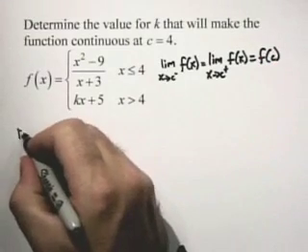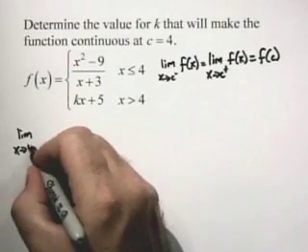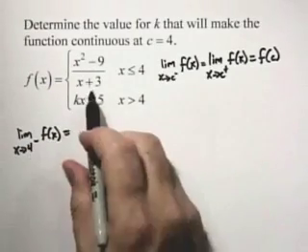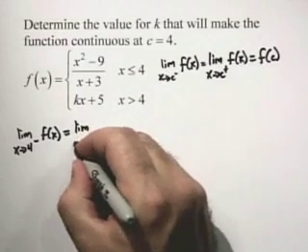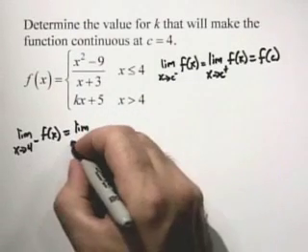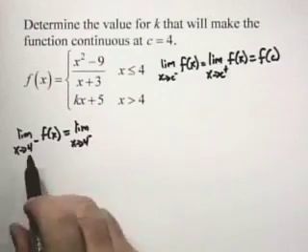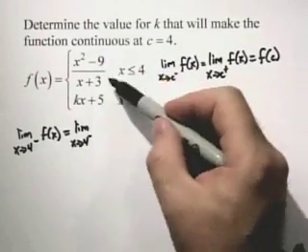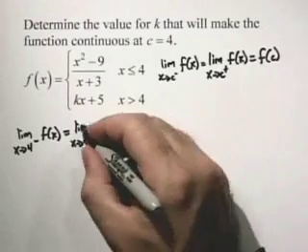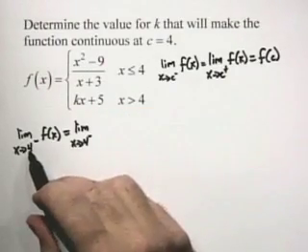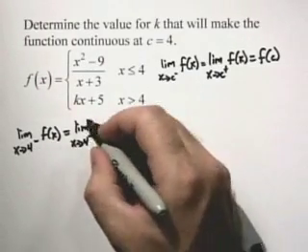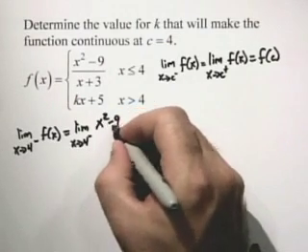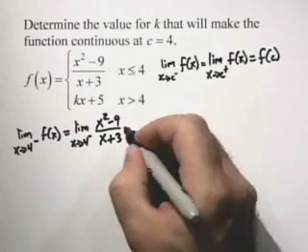So in this case, we want the limit as x approaches 4 from the left of f of x. Now we have a piecewise defined function, so we need to check the values that we're going to be using in our limit. Since we're coming from the left, we're going to be using values for x that are less than 4, which means we need to use the first piece in our piecewise defined function. So the limit as x approaches 4 from the left of f of x will be the limit as x approaches 4 from the left of x squared minus 9 over x plus 3.